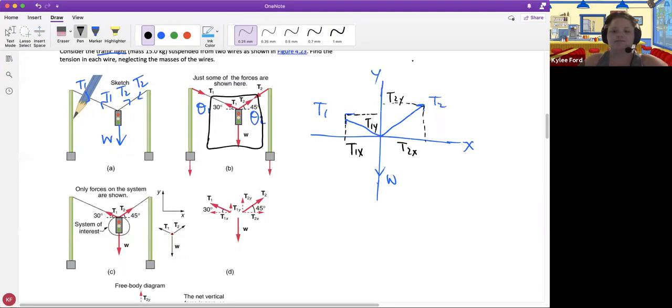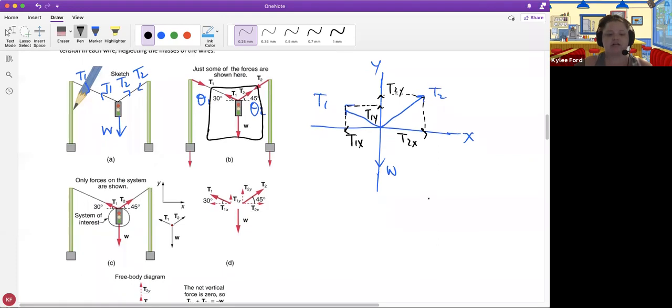I can put little arrows here. This is getting a little bit cluttered, so give me a moment. I will draw something else in a minute. And then we have our weight, and that is purely in our Y direction, so we don't have to take an X component because it's just in our Y direction.